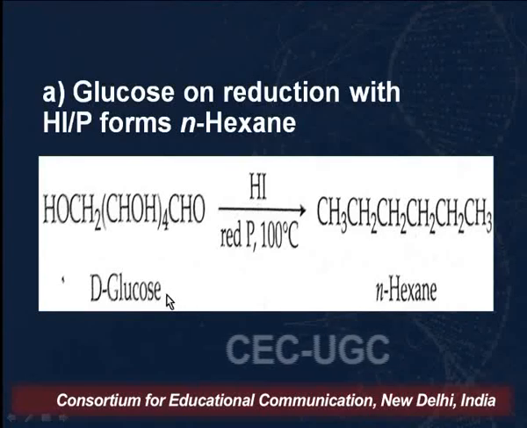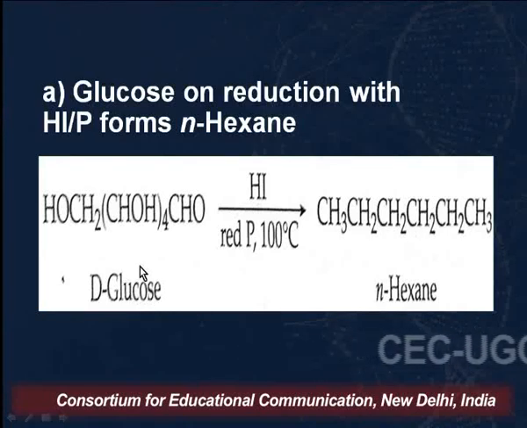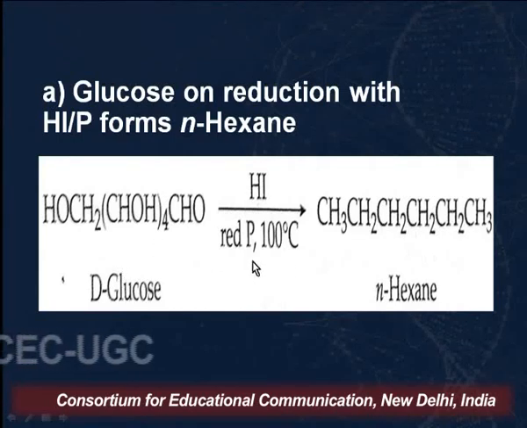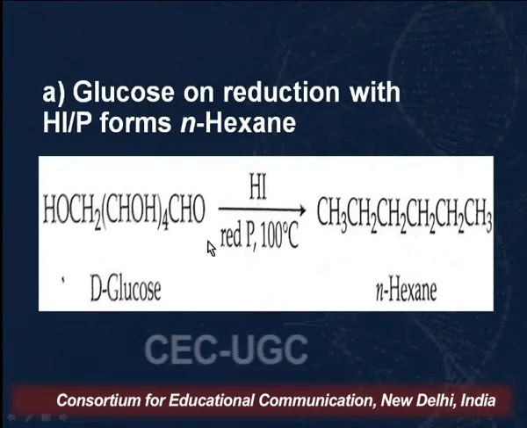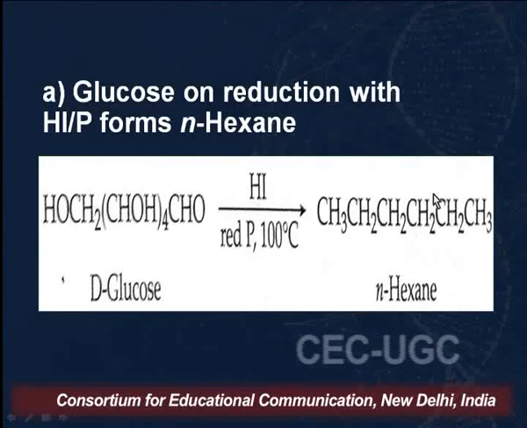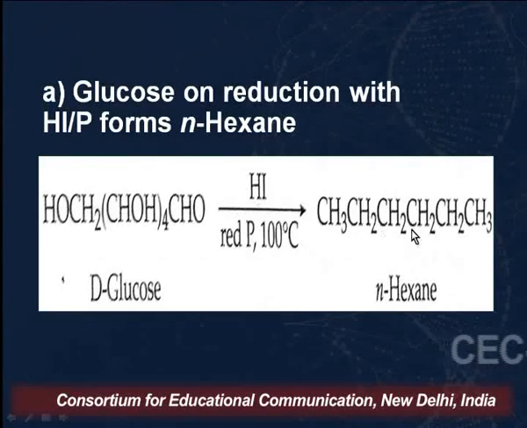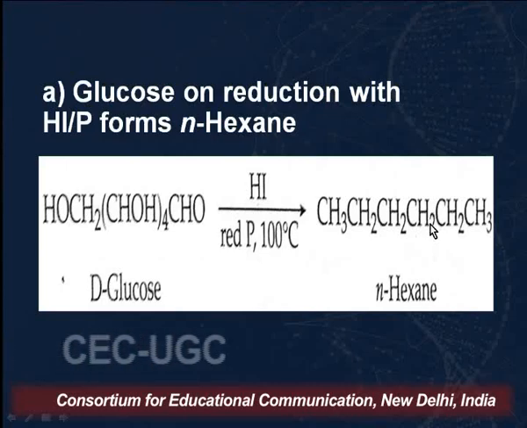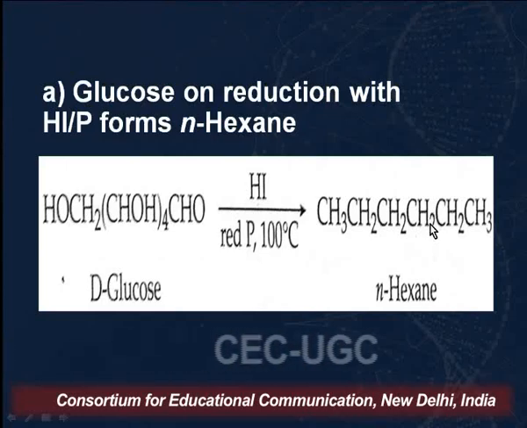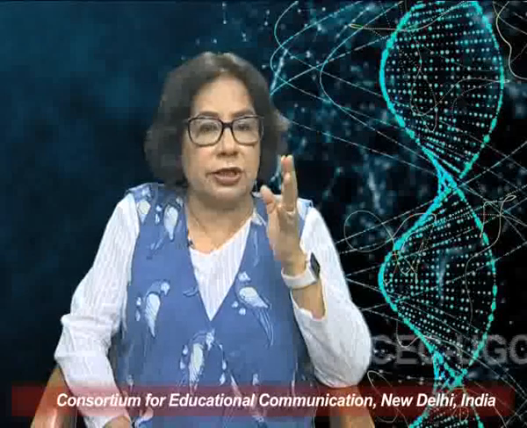And what does D indicate here? That we are starting with a molecule which has D configuration. If it was a branched molecule, we would have got a substituent here. We would not have got a straight chain compound. So therefore, it proved that in glucose, the 6 carbon atoms are arranged in a straight chain.